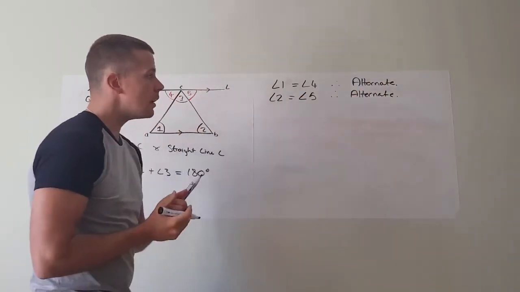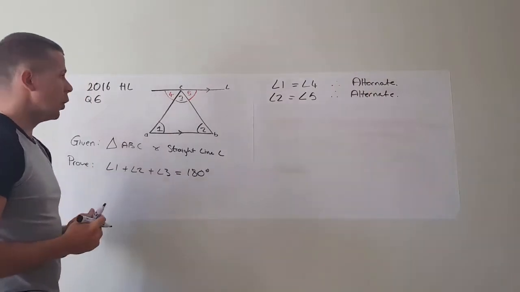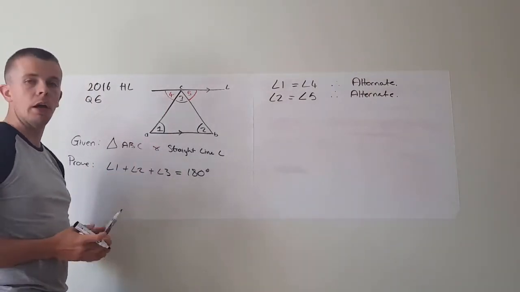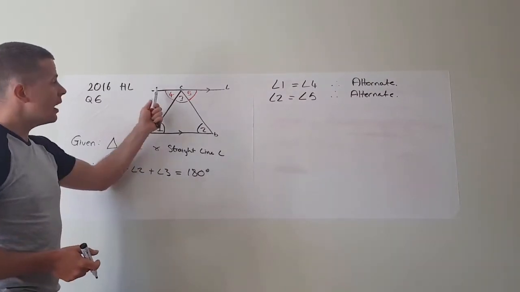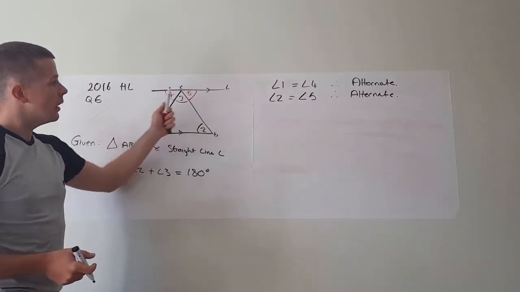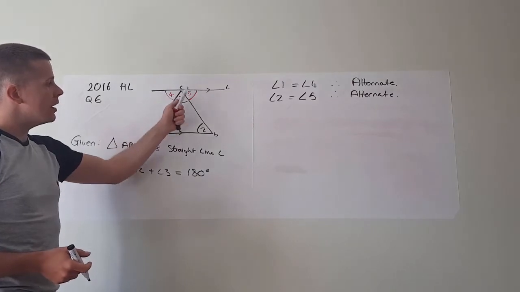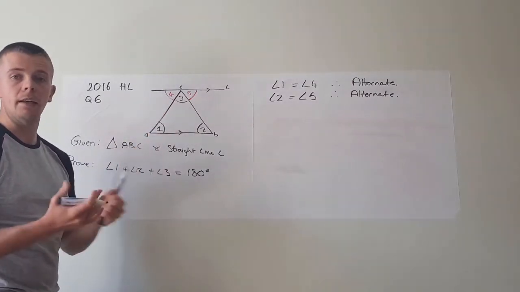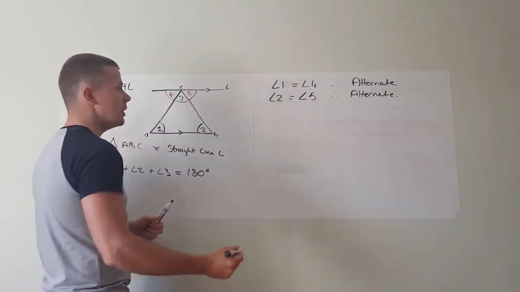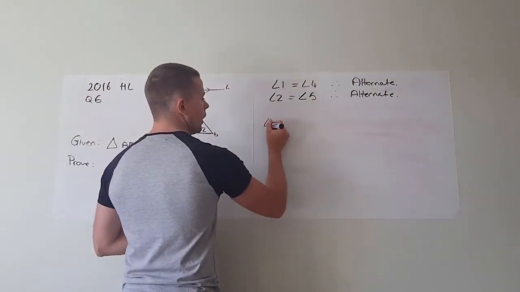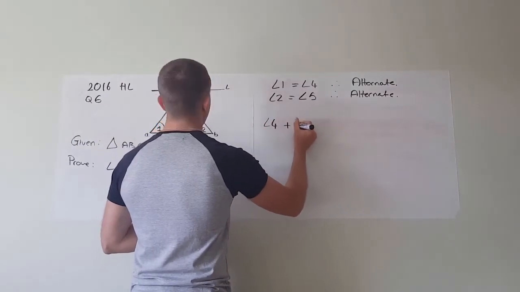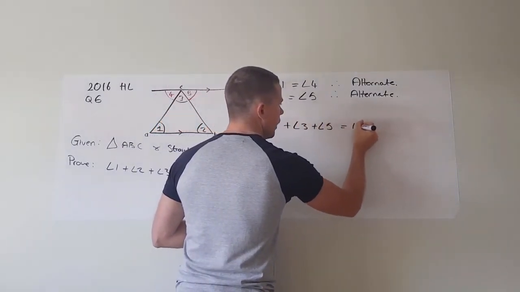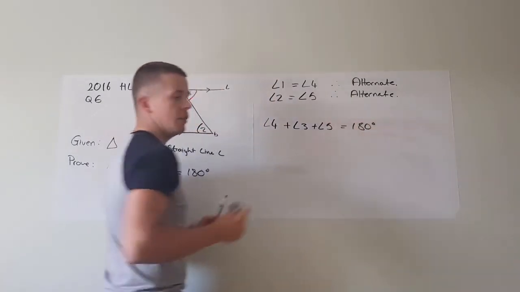Alright. Straightforward enough, there's nothing too taxing on that. Alternate angles due to our two parallel lines. We have got a straight line. Well, I know that angle 4, 3 and 5, if I was to add those together, what's the angle of a straight line? Well, it's 180 degrees. So angle 4 plus angle 3 plus angle 5, they all add to give me 180 degrees.